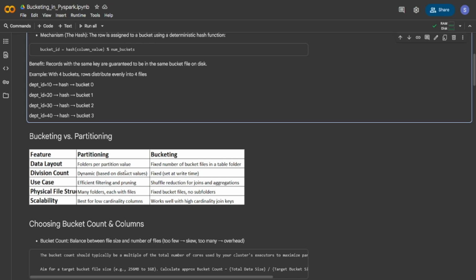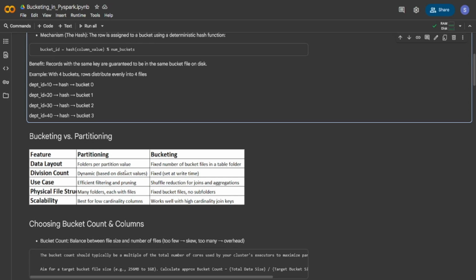Bucketing and partitioning are complementary data organization methods, often confused but serving different primary optimization roles. So, in partitioning, data is split into folders as per column value. For example, if we partition on column department ID and there are 100 unique departments, 100 unique folders will be created in the output, and it's useful for filtering queries.